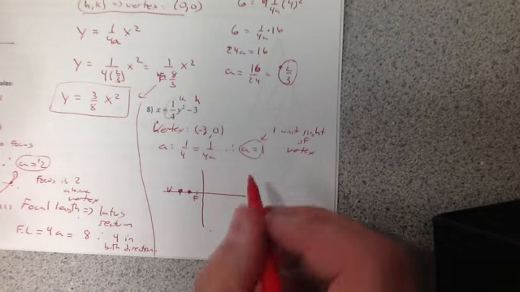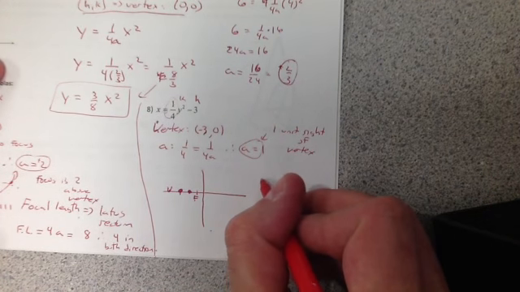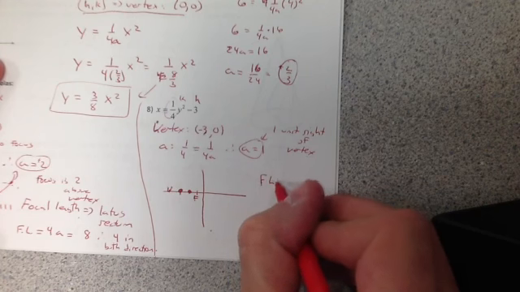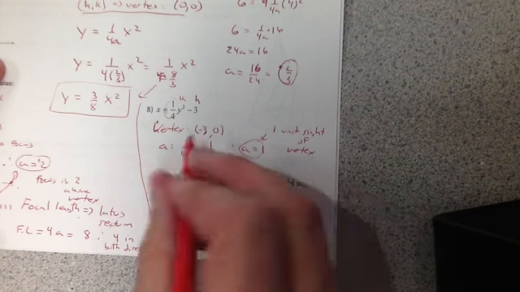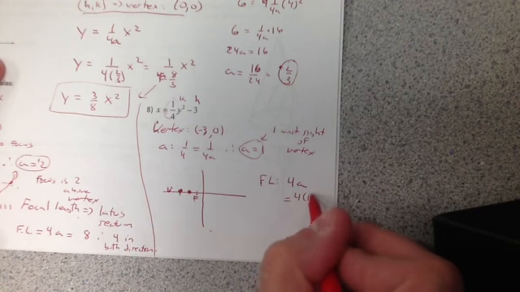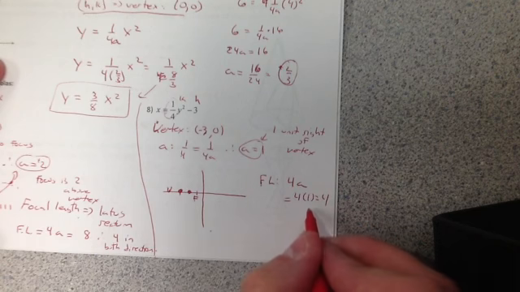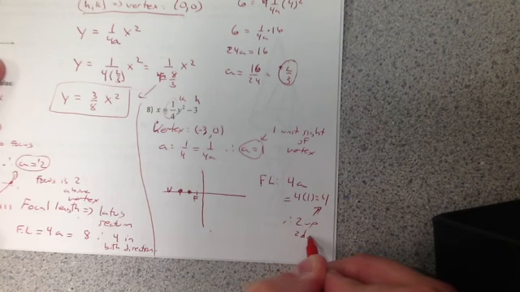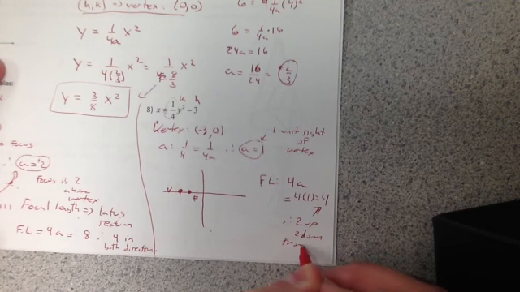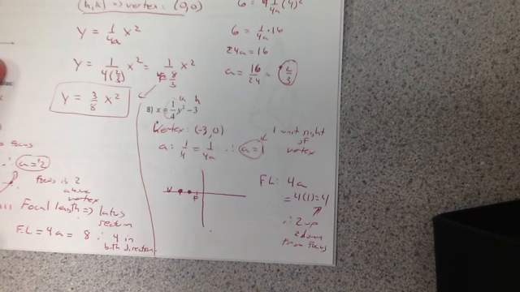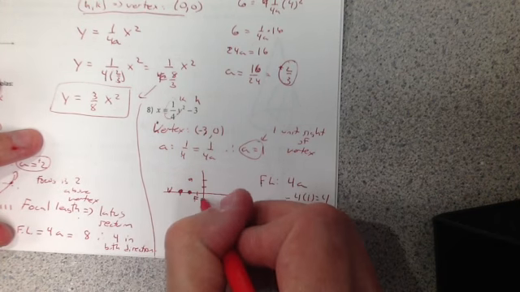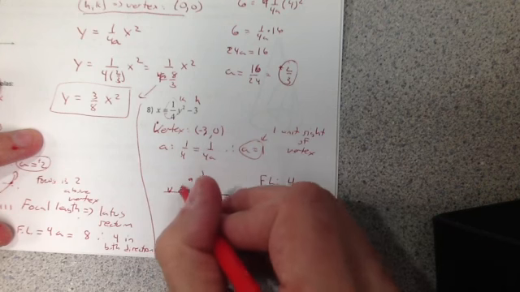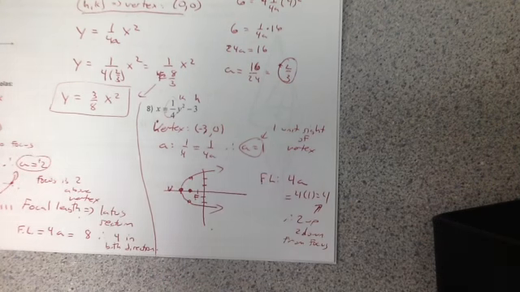Okay? Now, next we have to get the focal length, or the latus rectum. The focal length, that is 4 times A, which we already have. 4 times 1 is 4. That means this time it's going to be 2 up, 2 down from the focus. So from the focus, I go up 2, down 2. And there's our parabola. Very easy to do.